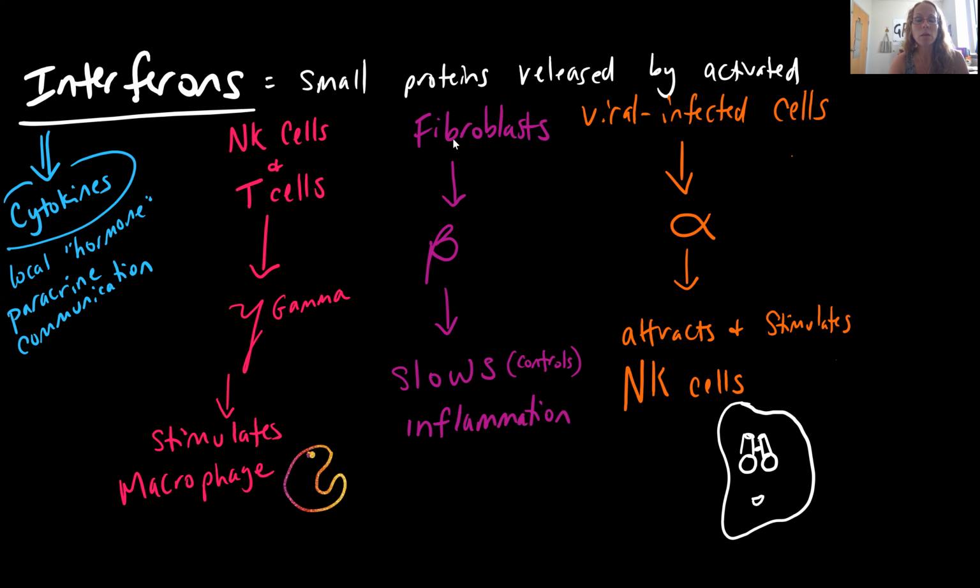And then our 3rd type of interferon is the gamma interferon. This is released by both NK and T cells, and it will stimulate the macrophage. So not only do you see NK cells showing up when you have a virus-infected cell in order to attack those cells using perforins, but now you're also going to release the gamma interferon to bring those macrophages to the location to engulf and destroy possible pathogens.